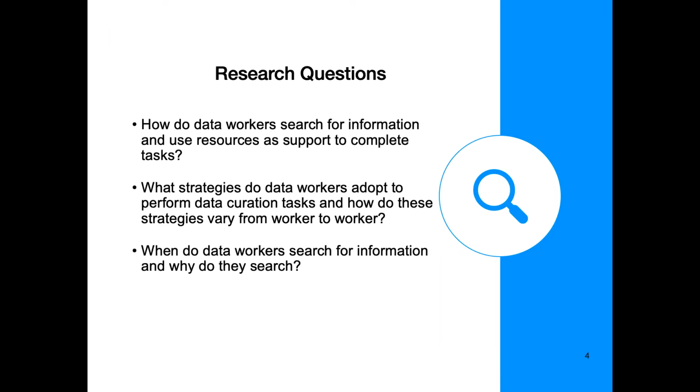In this paper, we take a multimodal approach to understand how data workers use resources and tools to support their work. Specifically, we study their behaviors when they discover data quality issues on a given dataset. And we focus on these three research questions, such as how they search for information and use resources for each task, and what strategies they use and how these strategies vary among them. Also, we want to know when would data workers search for information and for what purpose.